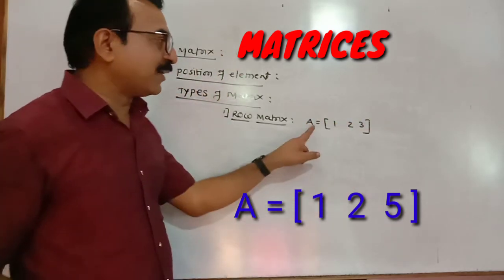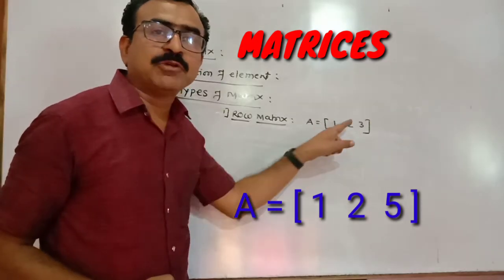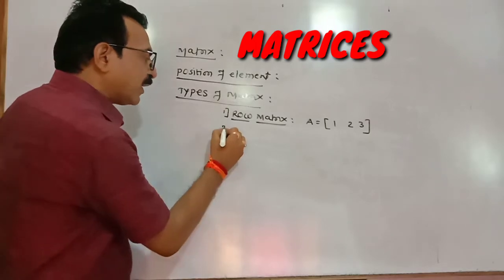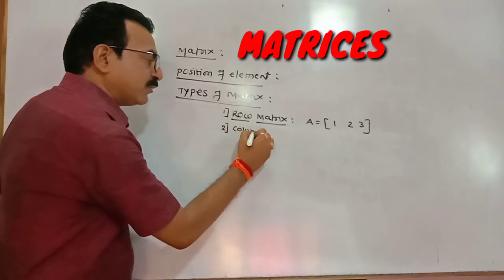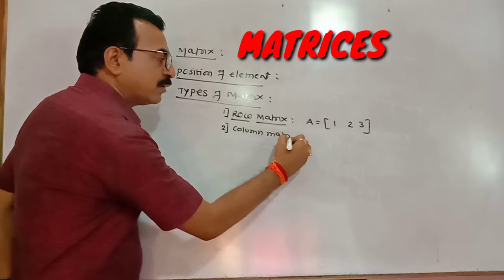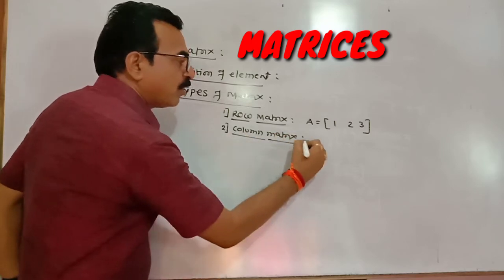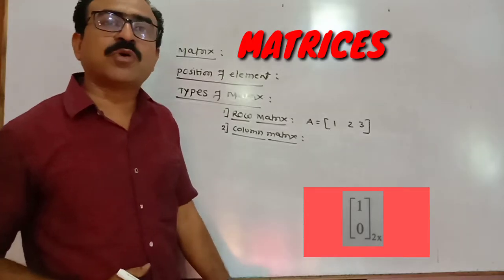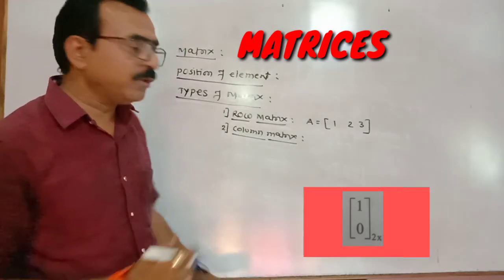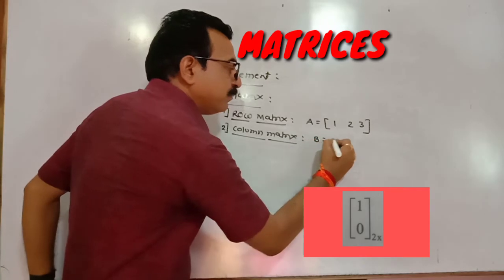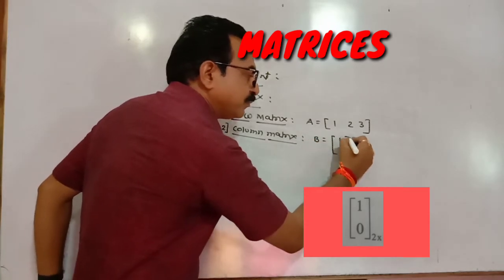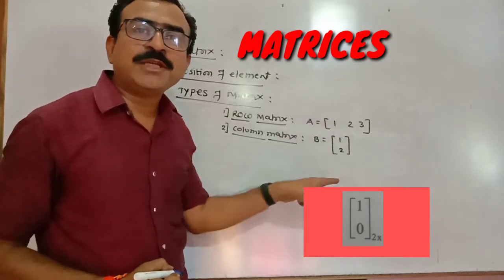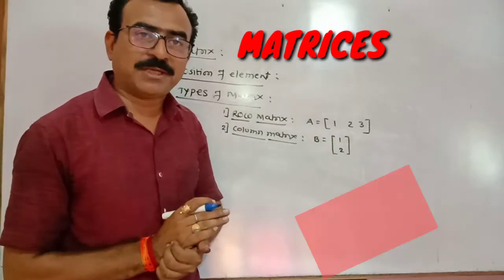So this matrix A has a single row and because of that it is called a row matrix. Understood? The second type is the column matrix. A matrix having a single column is called a column matrix. Understood? For example, this matrix B has a single column only and because of that it is called a column matrix.